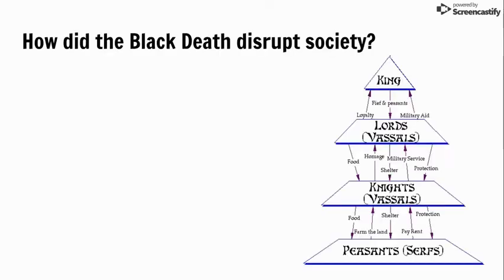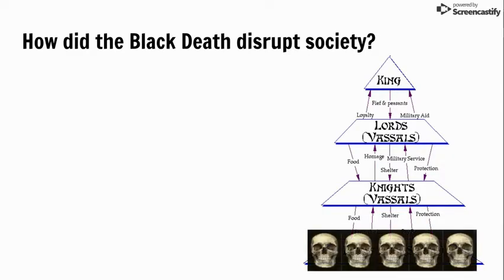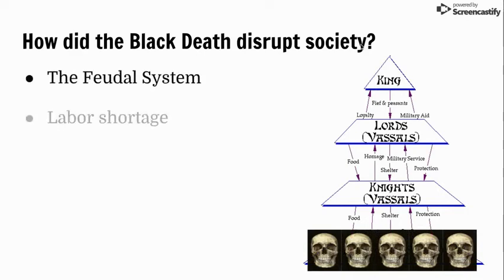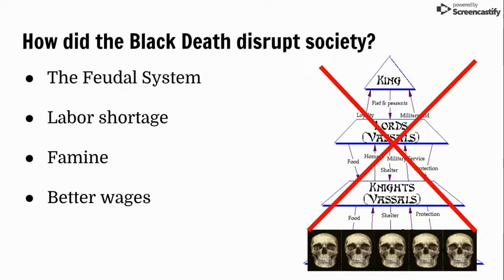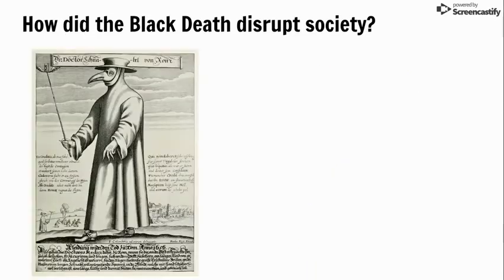So, how did the Black Death disrupt this society? First of all, most of the peasants died. So that caused the feudal system to be disrupted from the bottom. And that caused a labor shortage and a famine. People didn't have any food because all the farmers were dying. And that ended up with people valuing farmers and labor more and giving the farmers who were alive better wages. So that really helped the decline of the feudal system.